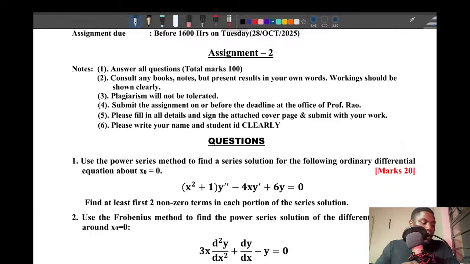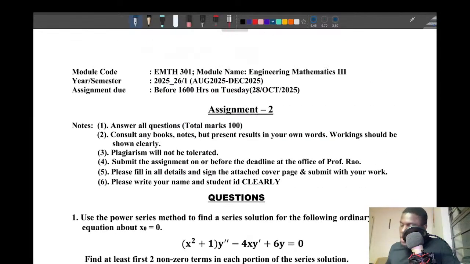Okay, so what we were saying, I want to start with the ball. Here's the second assignment, and we want to finish differential equations. So we're going to look at the second bit of differential equations. That's what we want to look at. And let's see how it's going to go.